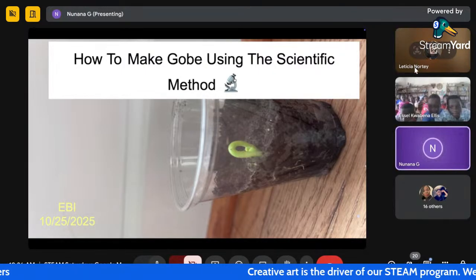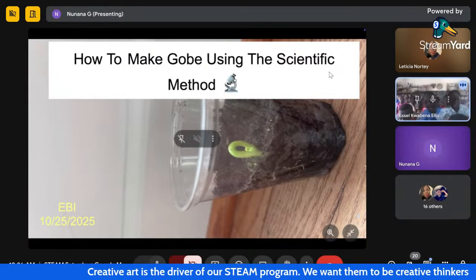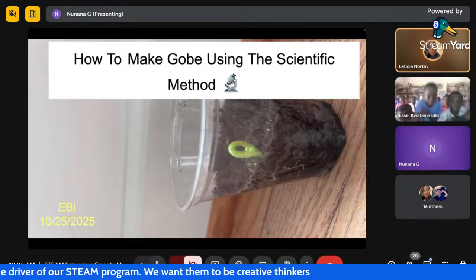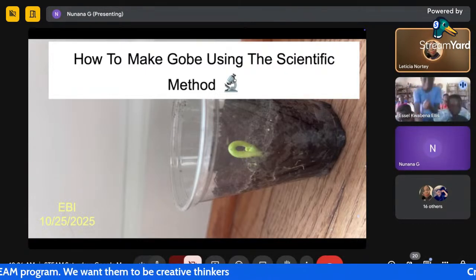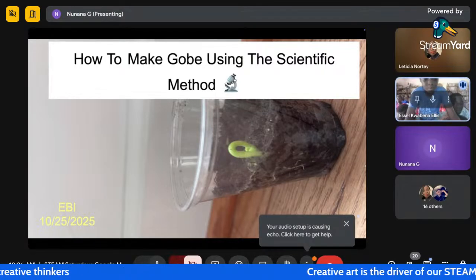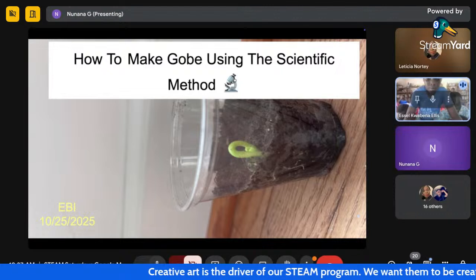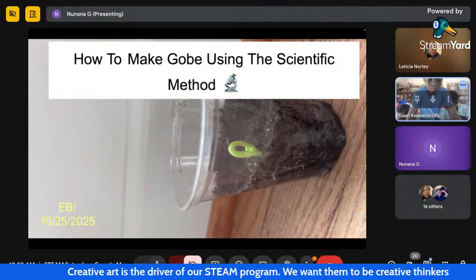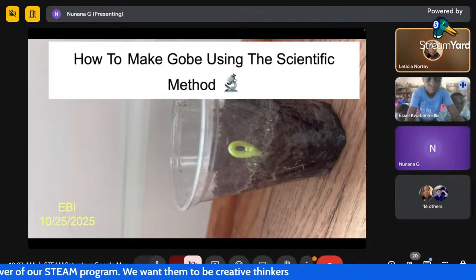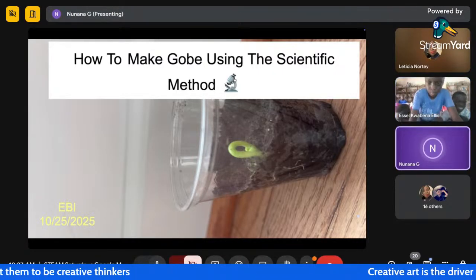Ghana, this is for you. Ghana team, you guys will be talking today. Gobe is a mix of gari, ripe plantain, and cooked beans.